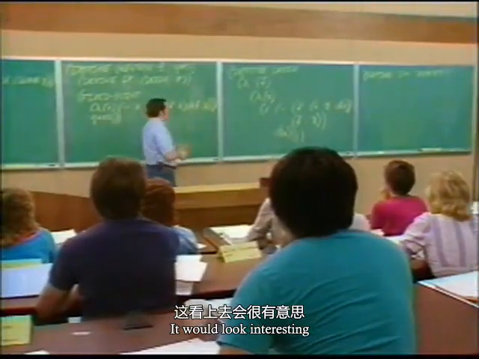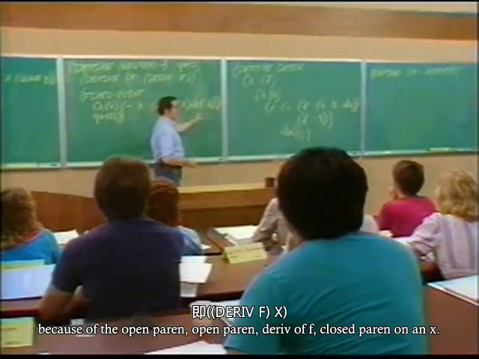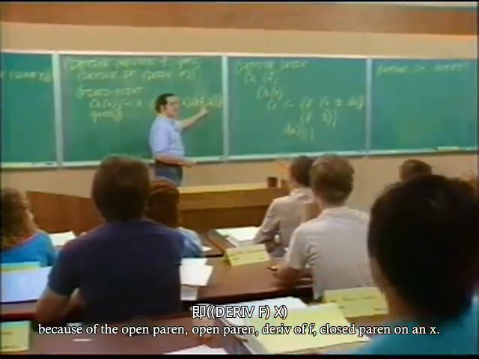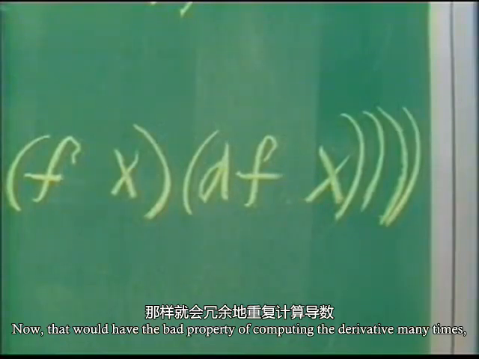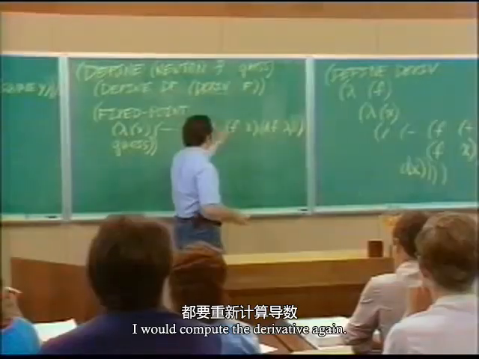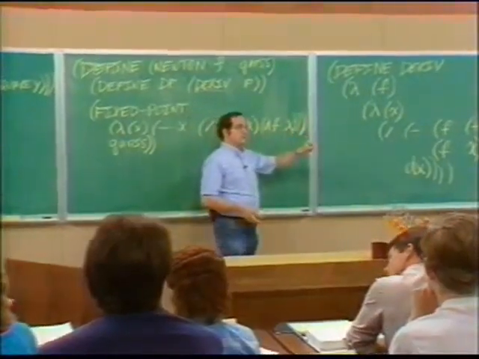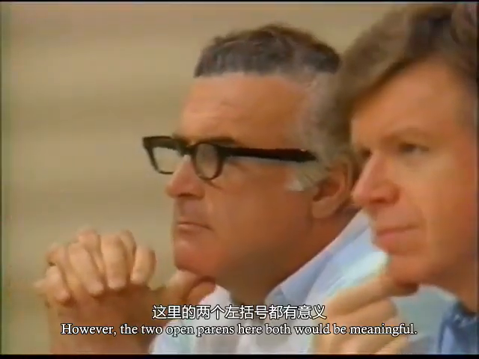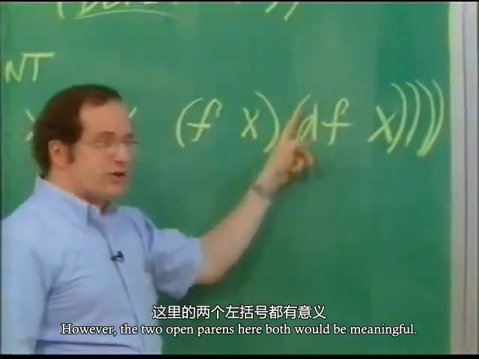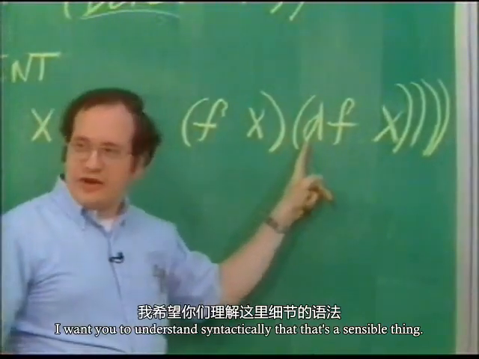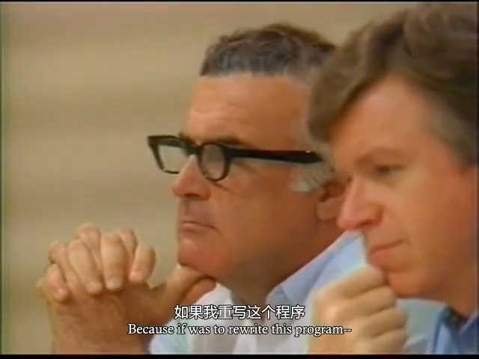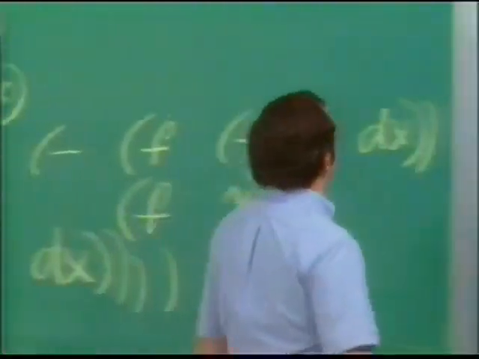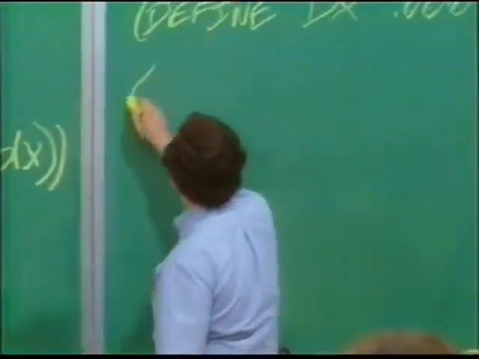It would look interesting because it would be open paren, deriv of f, close paren on x. Now that would have the bad property of computing the derivative many times, because every time I would run this procedure, I would compute the derivative again. However, the two open parens here both would be meaningful. I want you to understand syntactically that that's a sensible thing. Which if I were to rewrite this program, and I should do it right here just so you see, because that's a good question.